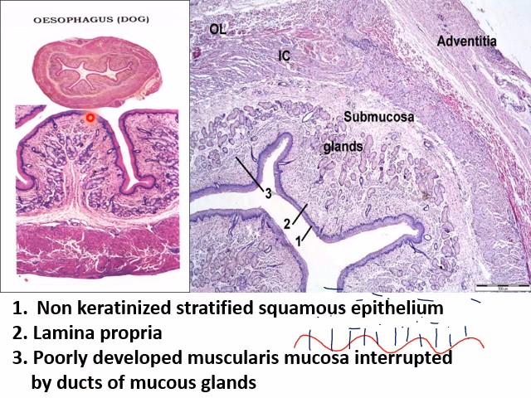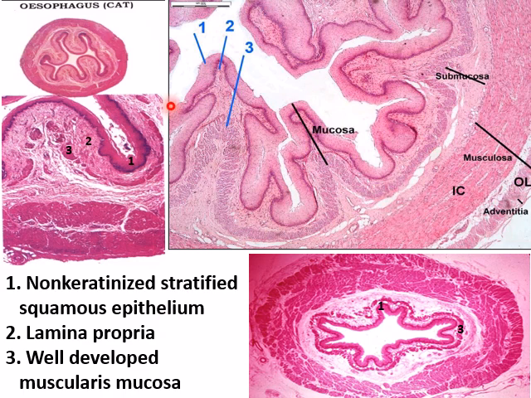Again, it's formed of mucosa, submucosa, musculosa, and adventitia. What you can see here is esophagus cat. A round structure with lumen. Okay. After the epithelium, lamina propria and very well developed muscularis mucosa. Between the epithelium and the muscle in the submucosa, I don't have glands, so it is esophagus cat.